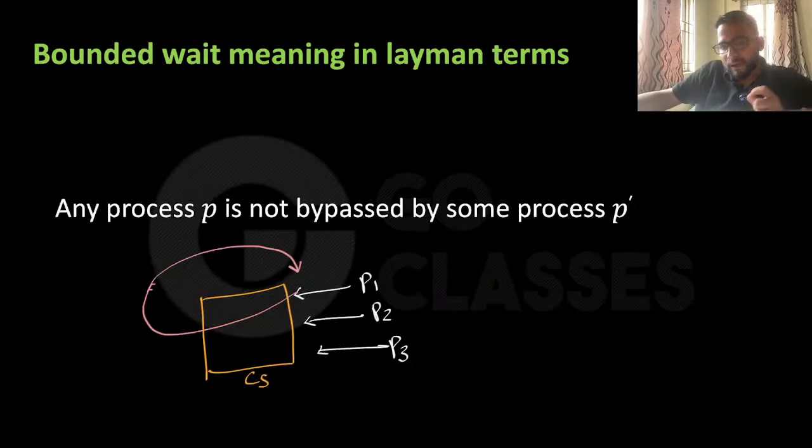Okay. Now, what does bounded waiting mean? Bounded waiting, in layman terms, means that let's suppose multiple processes want to enter and P1 somehow gets a chance to enter the critical section, then P1 should not keep re-entering while P2 and P3 are just waiting. Which means that a process P is not bypassed by some other process P prime. That's what bounded waiting means, right? So bounded waiting says that a process should not be bypassed by some other process P prime.